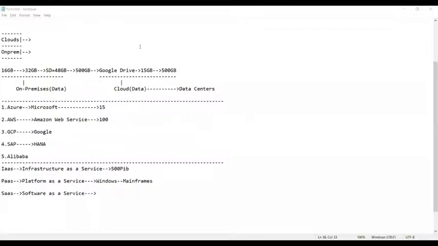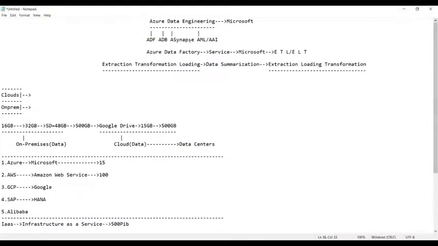This is the concept why we are moving from on-premises to cloud. Now this point is clear, but the next point is: cloud is clear, everything is clear, but one more thing is not clear. What is this Azure Data Factory? We have not discussed this.